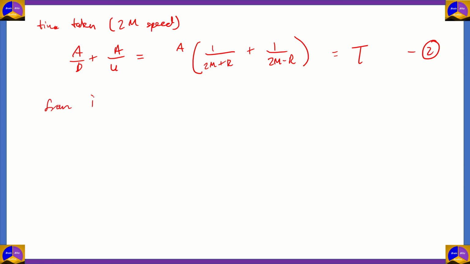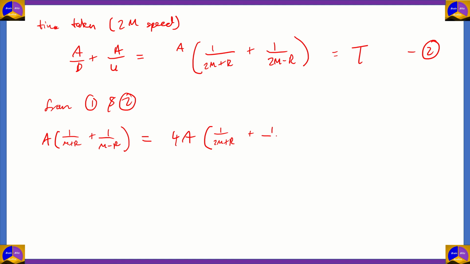Now from equation 1 and 2, since we know that 4T gives you the original time taken and T gives you the new time taken, so we will get A times 1 by M plus R plus 1 by M minus R, which is the original time, equals 4A times 1 by 2M plus R plus 1 by 2M minus R. So we can cut the A, and all we have left is 4.